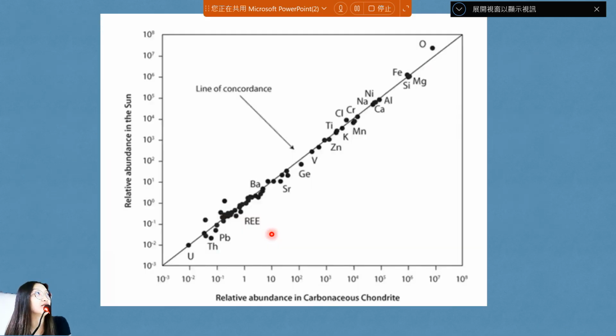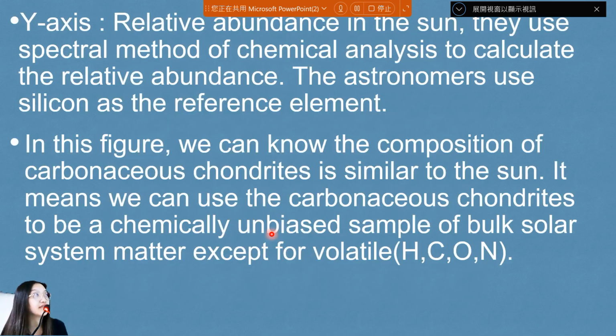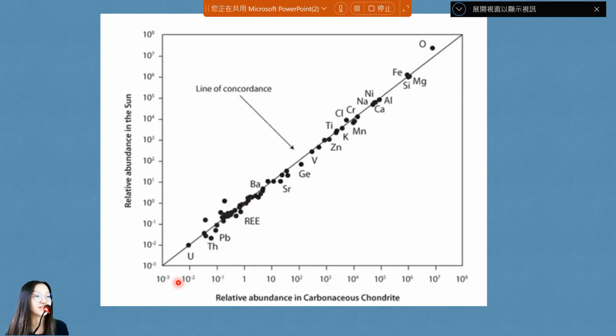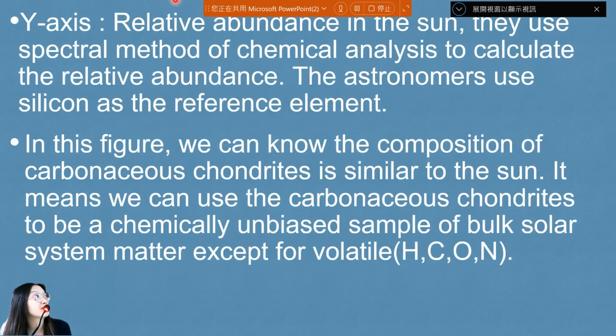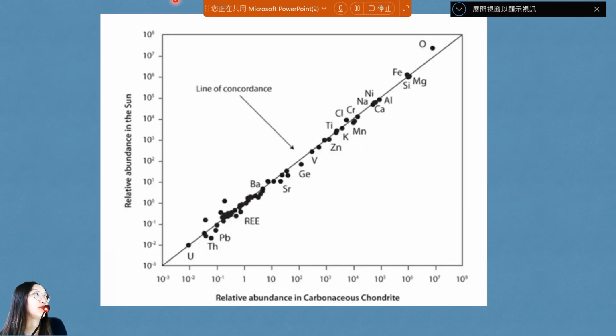This is the figure. The y-axis is the relative abundance in the sun. They use the spectral method of chemical analysis to calculate the relative abundance, and astronomers use silicon as the reference element. It means that the relative abundance in the sun is calculated as the ratio of the element to the reference element.